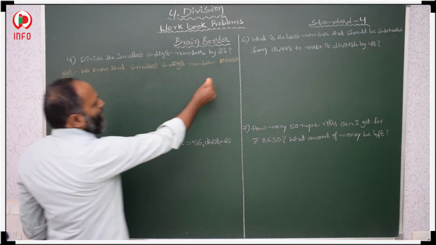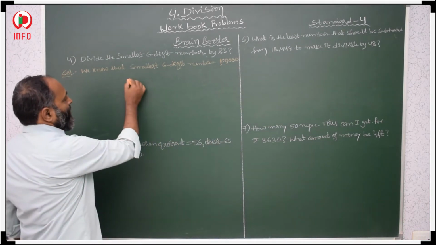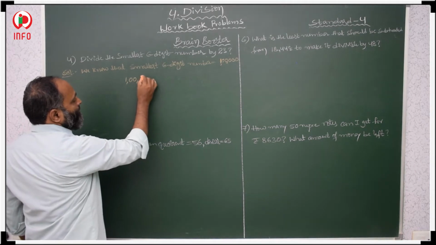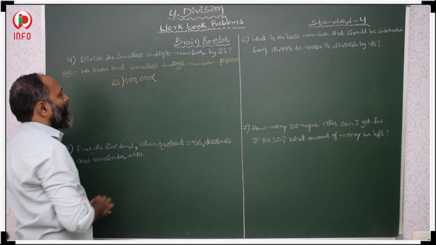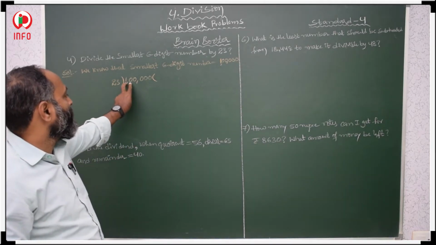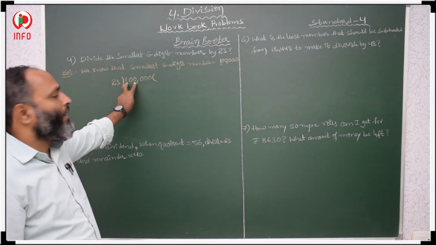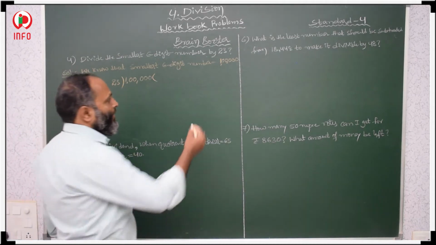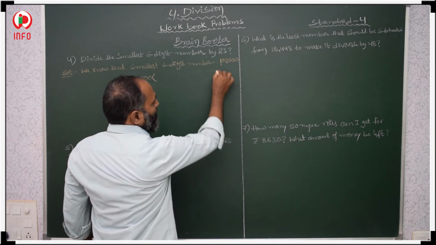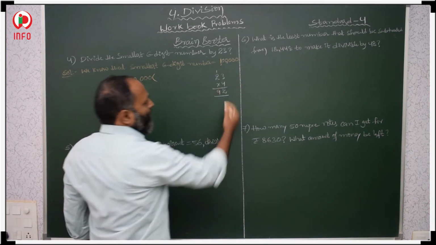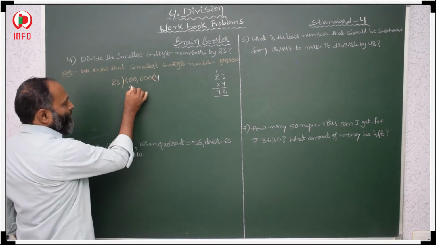So now, this is 1 lakh. 1 lakh is divided by 23. First we take the starting 2 digits, that is 10. 10 is less than 23, so we take 100. In the 23 table, when we get 100, 23 4s are 92. We keep 92 like this.